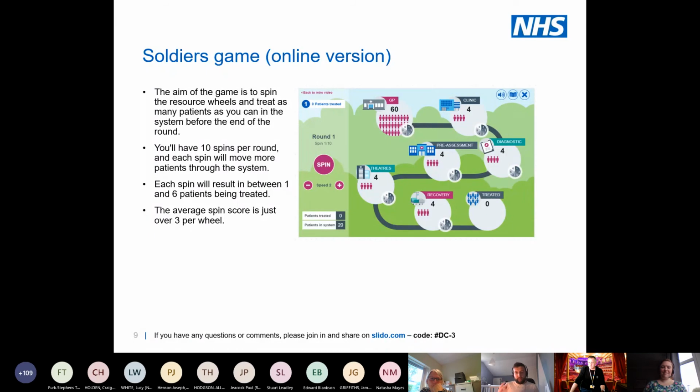We're going to do this 10 times, and we're going to see how the patients flow through our service, and eventually how many patients we can actually see or treat at the end of 10 weeks of simulated work. So let me load up the game.